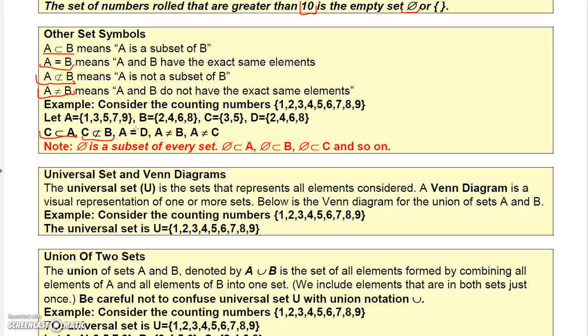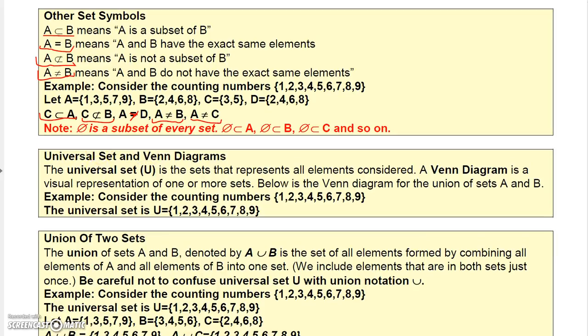Could we say A equals D? No, we can't. We can say that A does not equal D, right? Because A and D are not the same sets. We could say that A does not equal B, right? Because A and B are not the same sets. And we could say that A does not equal C. I don't really have a set where I can say that A equals that, but anyway, I would just basically write the same set if I did.